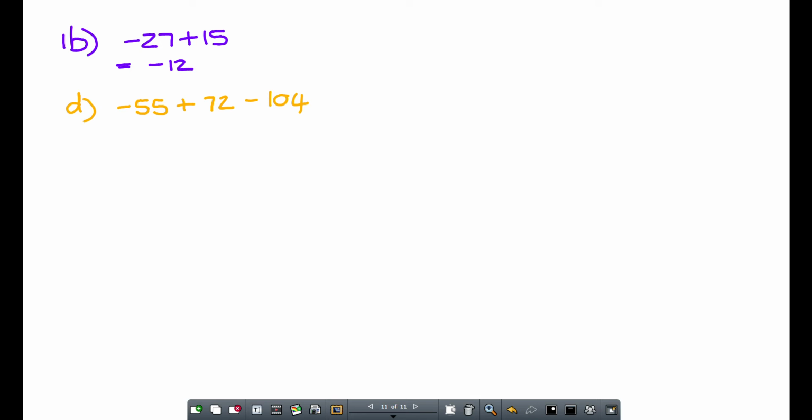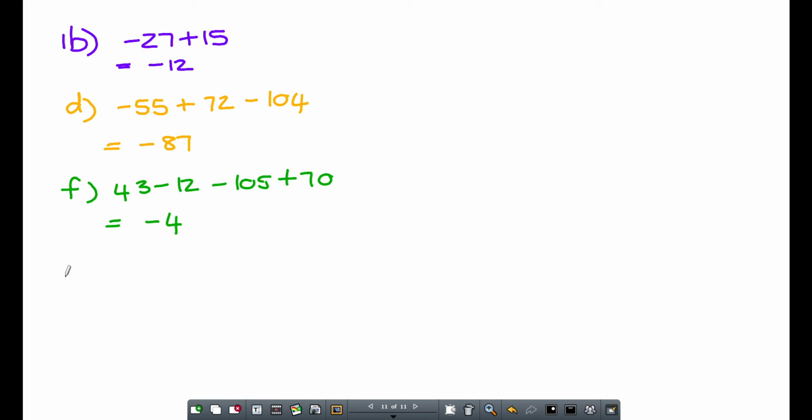Minus 52, minus 55 plus 72 minus 104. Now, according to BODMAS, because we only got addition and subtraction here, we could actually go from left to right. Order didn't matter. So your answer here would be minus 87. Okay. Then at F, 43 minus 12 minus 105 plus 70. Again, just from left to right. And that would give you minus 4.